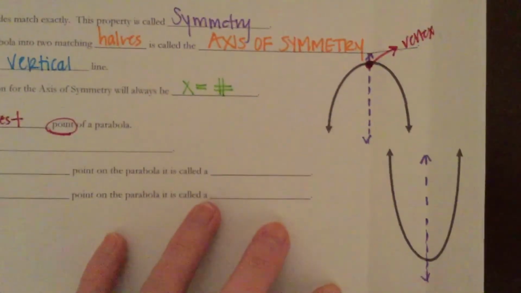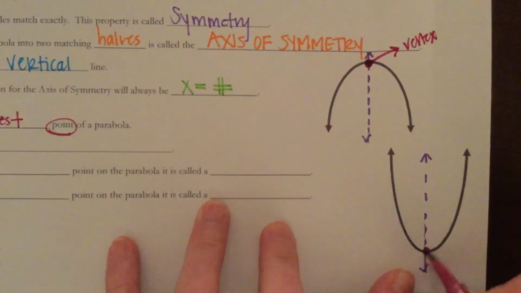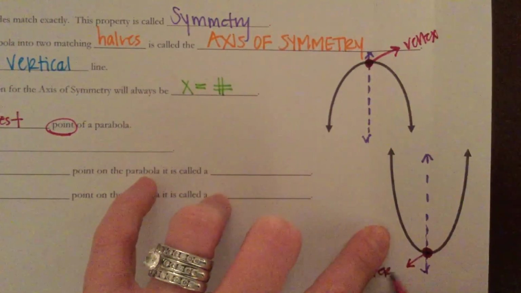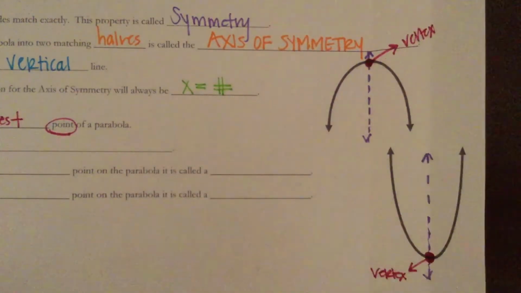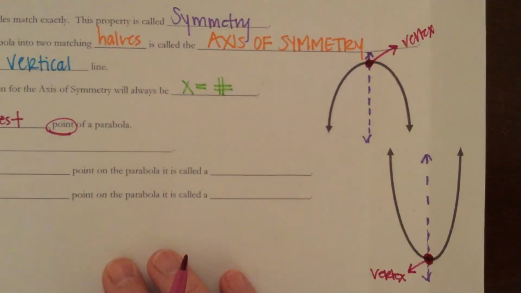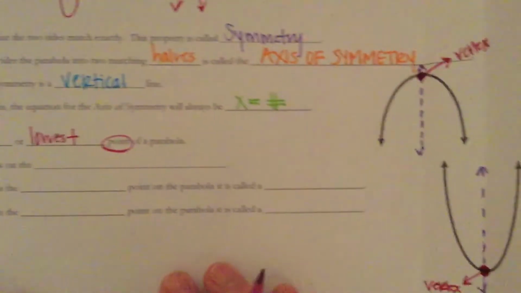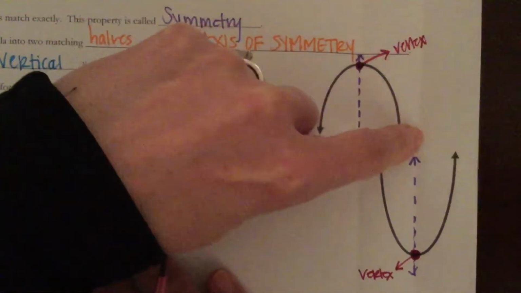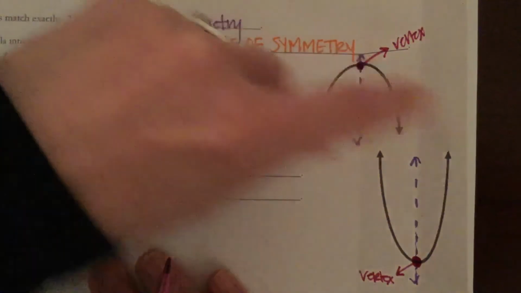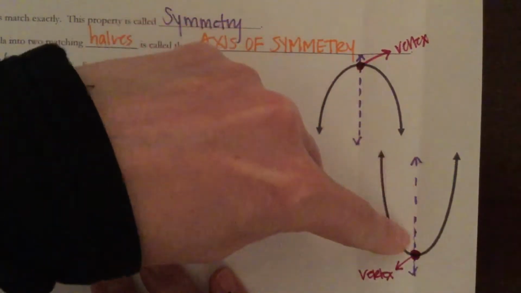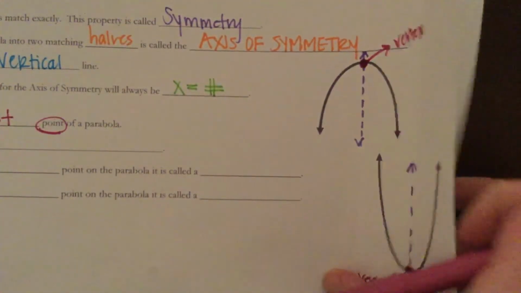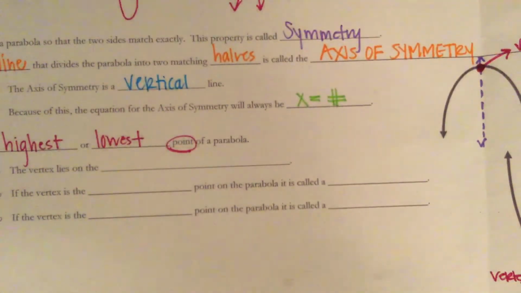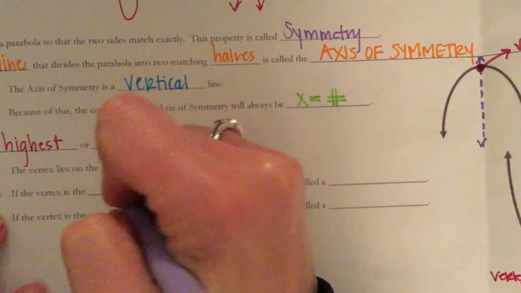And on the graph that opens upward, I have a lowest point that is located right there. That is my vertex. Notice that in both cases, the vertex was on the parabola, but the vertex also lies on the purple line, which was called the axis of symmetry. So the vertex will always lie on the axis of symmetry.